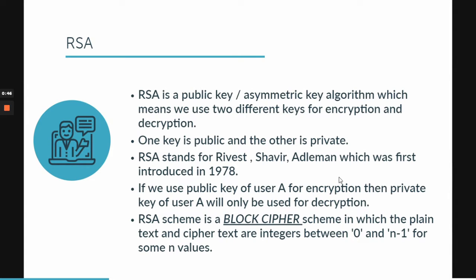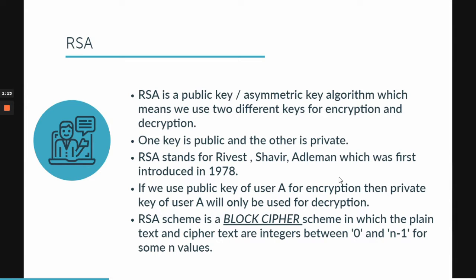RSA is an asymmetric key algorithm. So there are two types of key algorithms, symmetric and asymmetric. Symmetric key algorithms have only one key for encryption and decryption, whereas an asymmetric key algorithm, or public key algorithm, has two different keys, one for encryption and one for decryption. Being two different keys, one will be private and the other will be public.